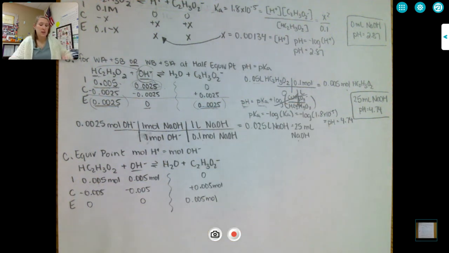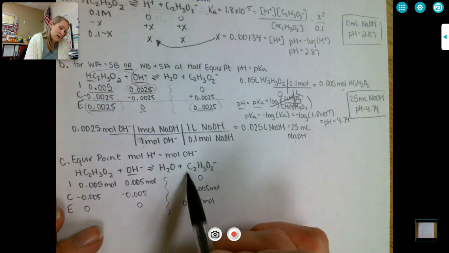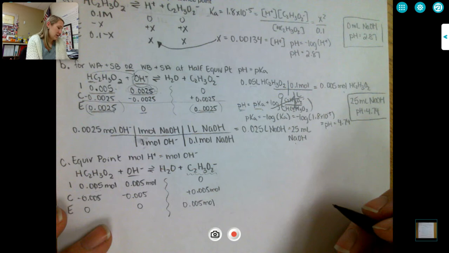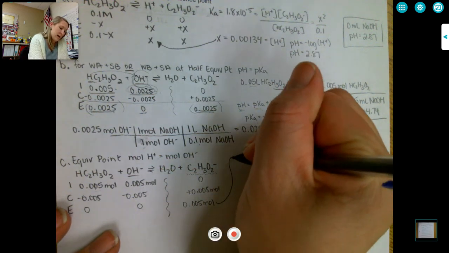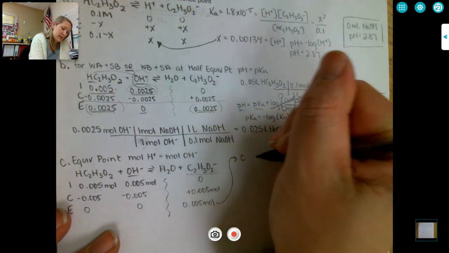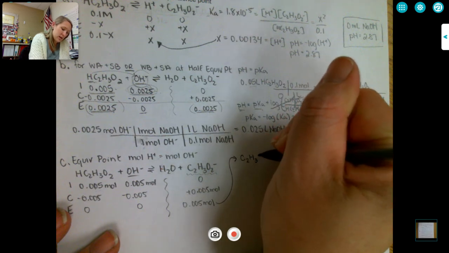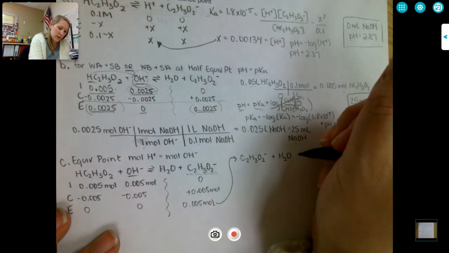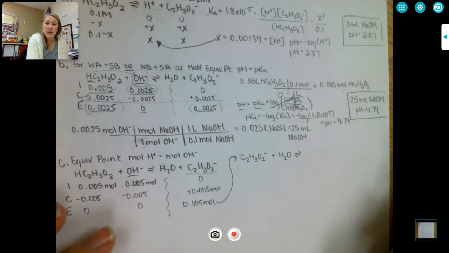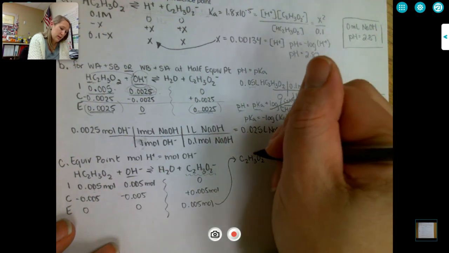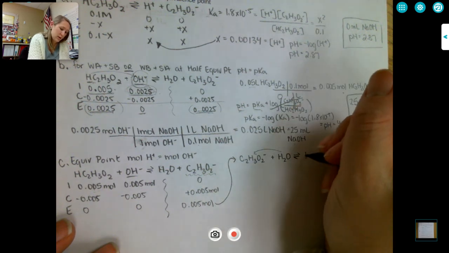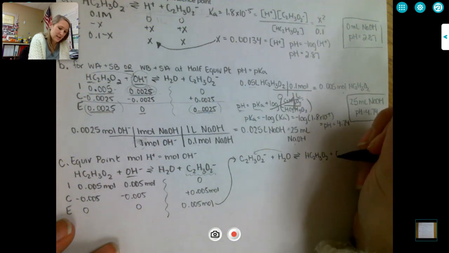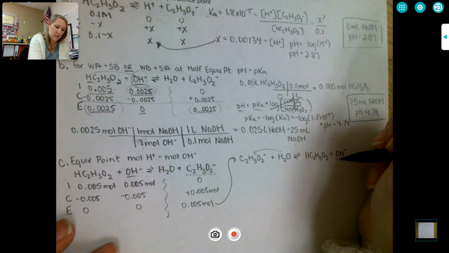Now the difference here is that now that I have some of my conjugate base hanging out in solution, I'm going to have a secondary reaction occur. And what happens is my conjugate base, my C2H3O2 minus, is going to interact with my water. This is a weak base. It's going to gain the hydrogen from the water to make acetic acid, HC2H3O2, and it's going to leave hydroxide ions in solution.